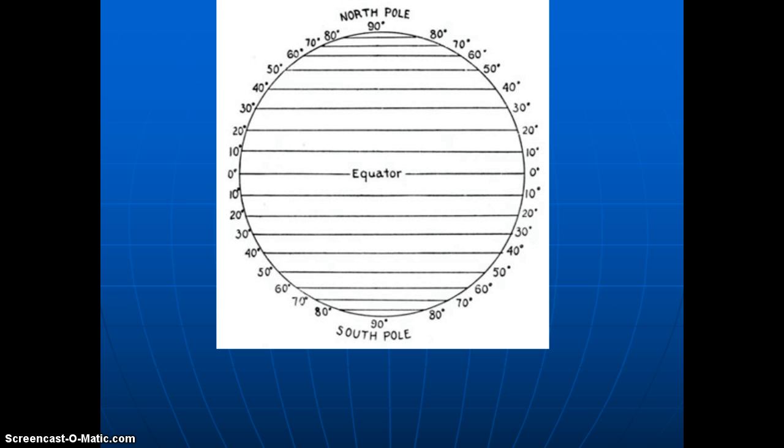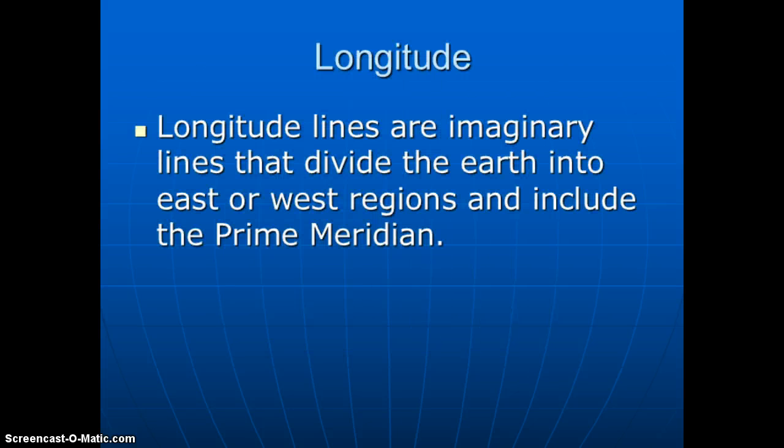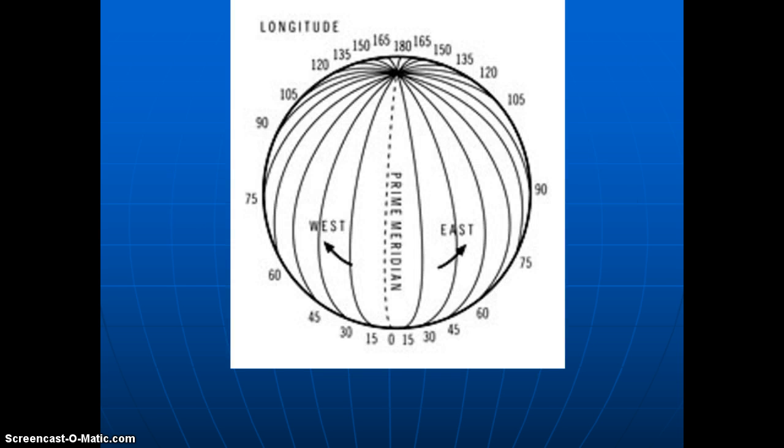Okay, and then I have a picture of latitude lines. A student told me once that she remembers that lat is flat, and it looks like those lines are flat there. And here's your longitude definition. These are imaginary lines dividing the Earth into east and west regions and includes the prime meridian that determines our time. Now, a picture of the longitude lines makes Earth look like a basketball to me. That's how I remember it.